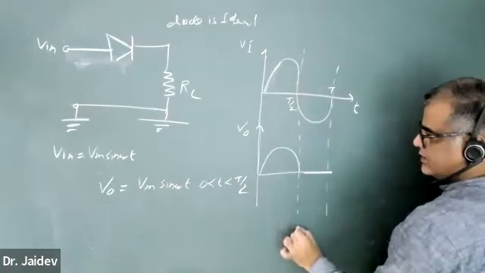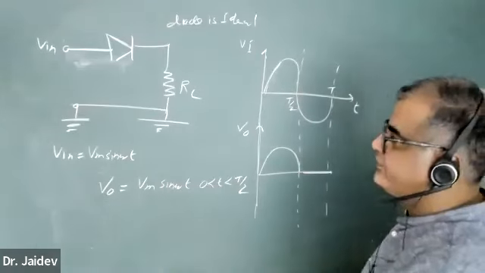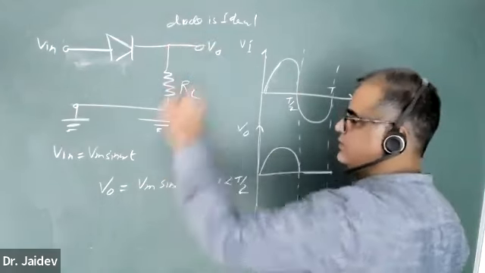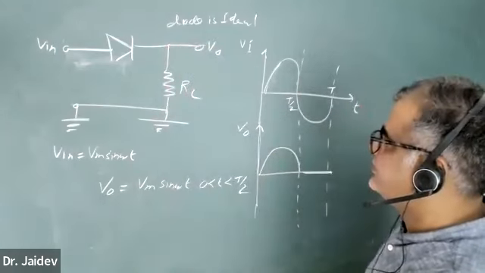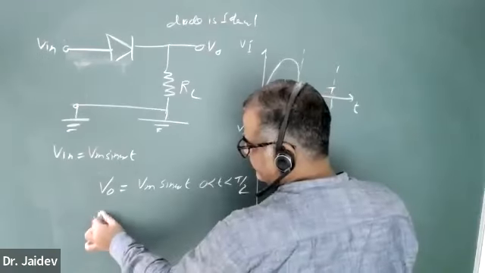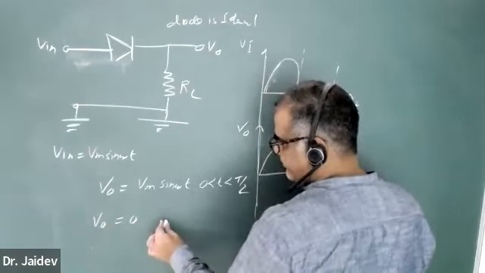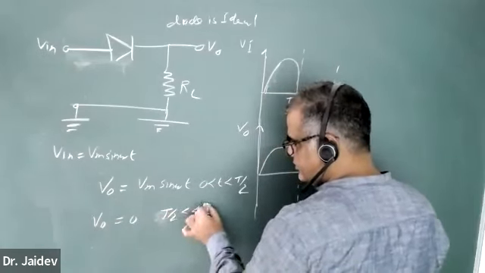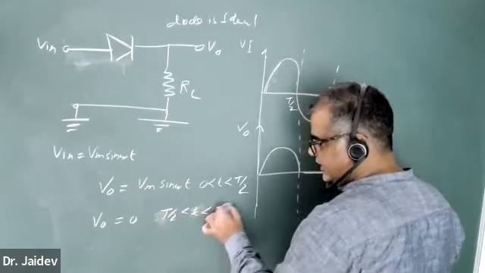Sir, we are plotting the voltage across the resistor, right? In V output, I'm measuring this, right? Yes. Okay. Now V output will become what? V output becomes zero for time period T by 2 to T.